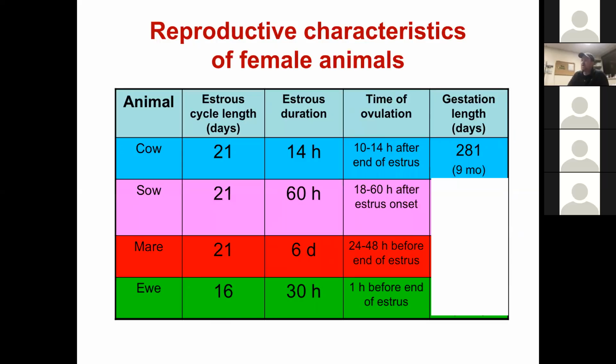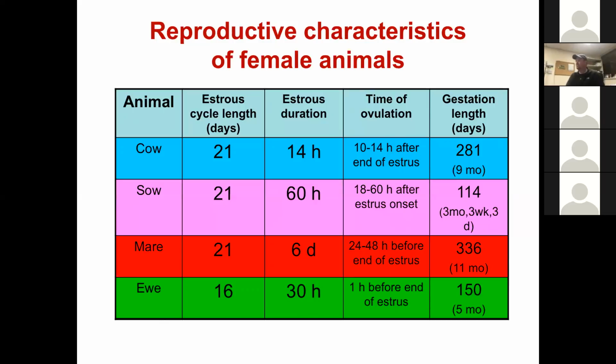A cow is pregnant for 9 months, 280. I think the Angus breed average is 282 days. The sow is an easy one to remember: 3 months, 3 weeks, 3 days, 114 days. Okay. The mare is dang near a year. They're 11 months, and the ewe is 150 days. Okay. That would be a good table to know.